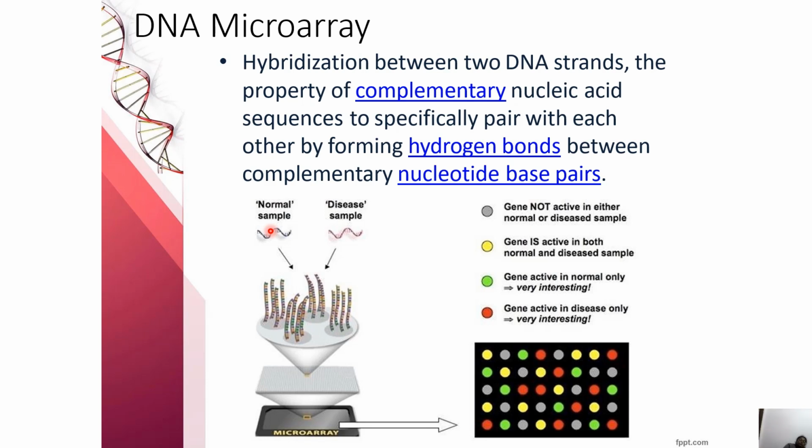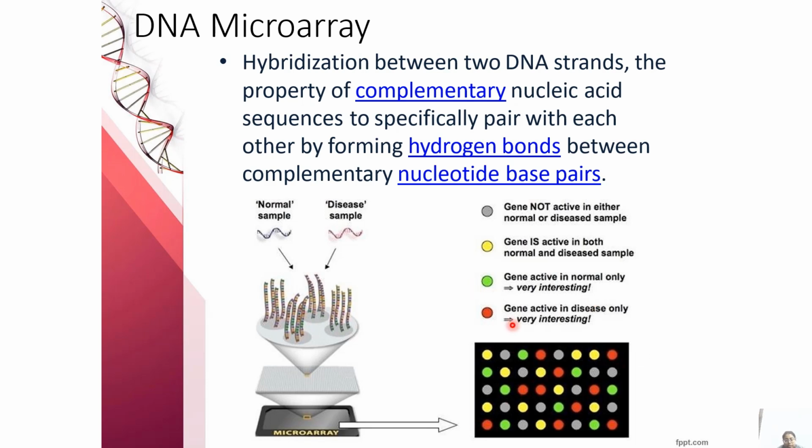Hybridization between two DNA strands is the property of complementary nucleic acid sequences to specifically pair with each other, forming hydrogen bonds between complementary nucleotide base pairs. Now, a gene may be not active in either normal or disease sample, or active in both normal and disease samples. If you can see over here, this is how a microarray is read: a normal sample and a disease sample. If we see this kind of demarcation, that is a gene active in normal only or a gene active in disease only.